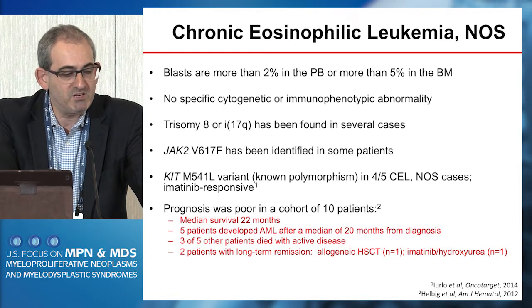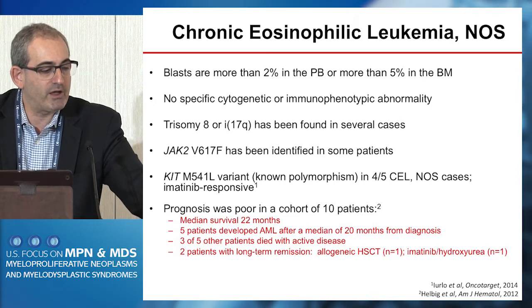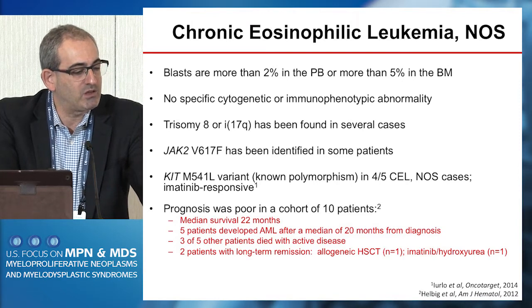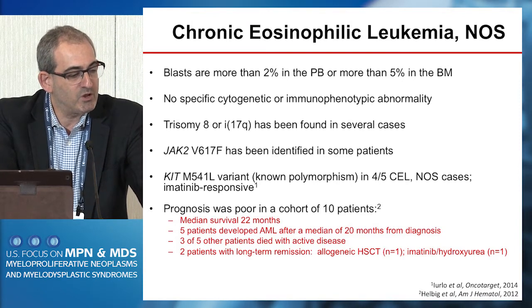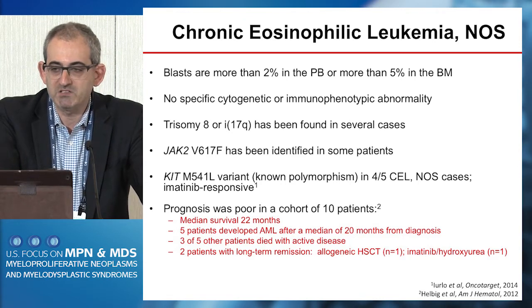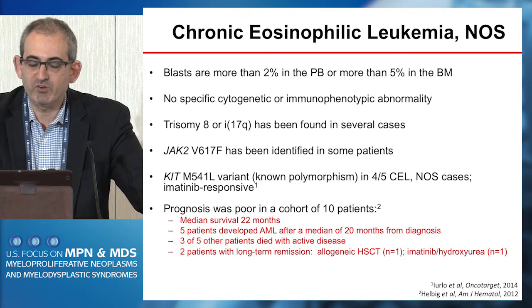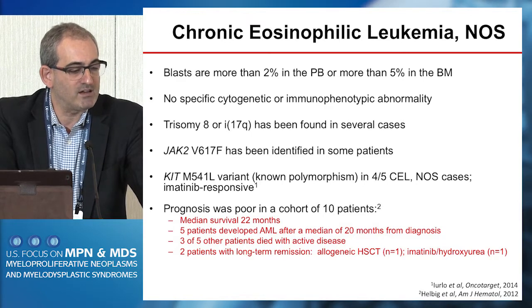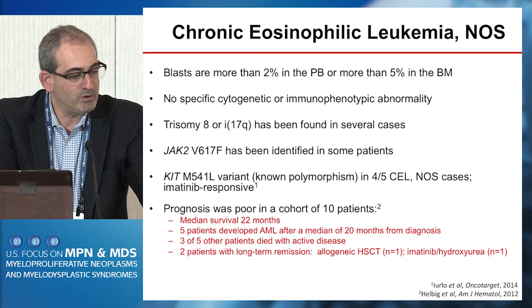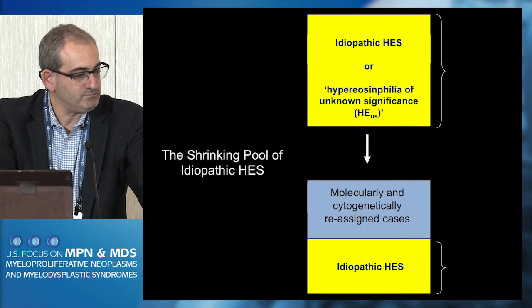In one series of 10 patients, the median survival was short of 2 years. 5 patients developed acute leukemia after a median of 20 months. 3 of 5 patients otherwise died of active disease, and there were a couple of patients that achieved longer-term disease-free survival with transplant or imatinib or hydroxyurea. But overall, a poor prognosis.